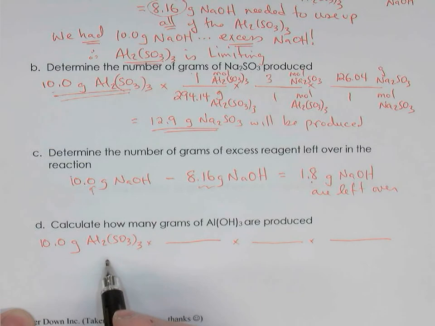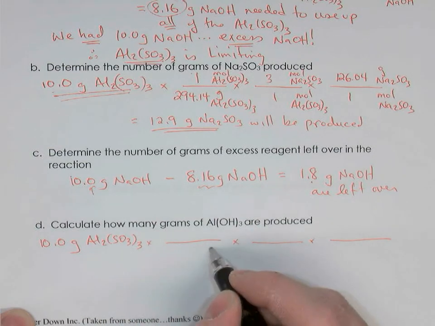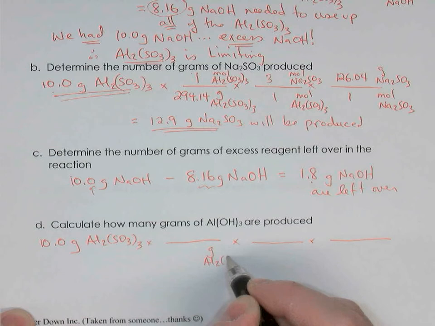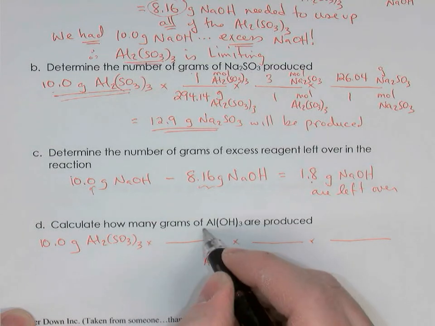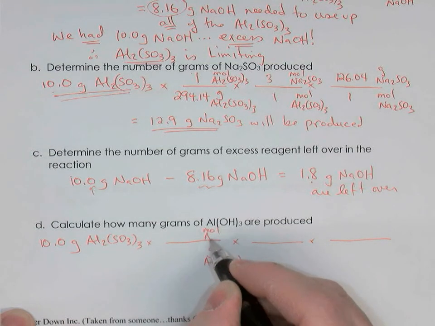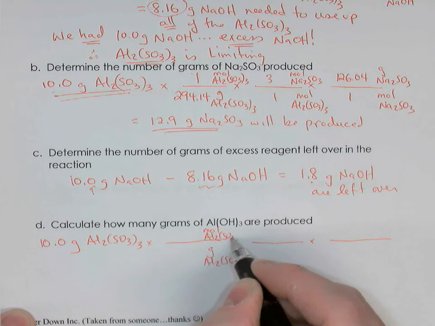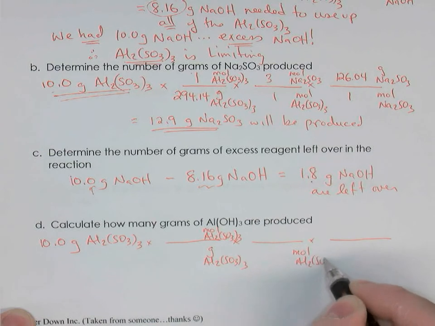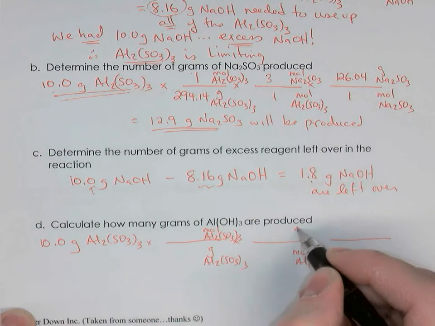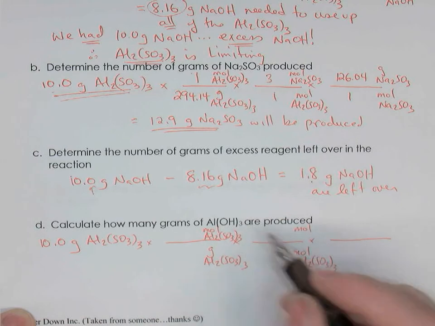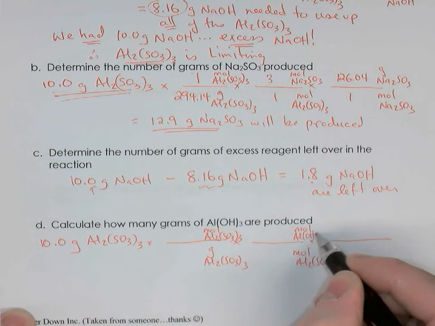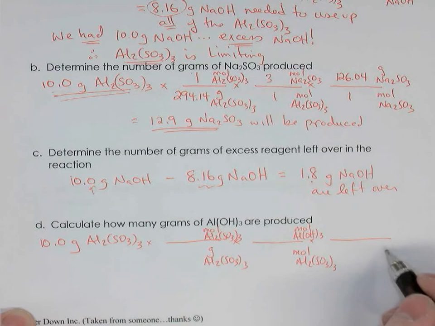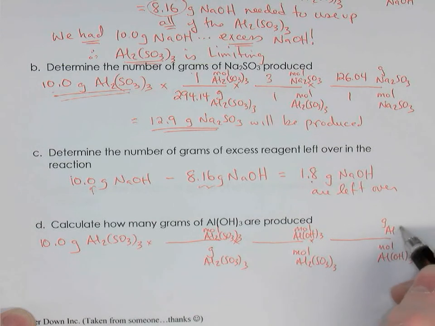Again, we're starting with the limiting reagent. So we can get rid of the grams of aluminum sulfite. We could switch to moles using its molar mass. Then get rid of the moles of aluminum sulfite and switch to the moles, in this case, of aluminum hydroxide. And finally, it wants the mass, so we'll get rid of moles of aluminum hydroxide and switch to grams of aluminum hydroxide.